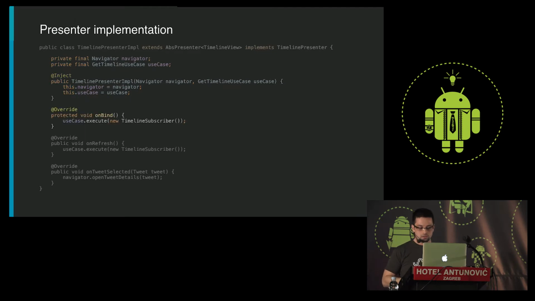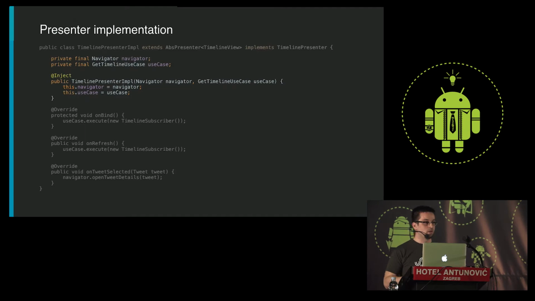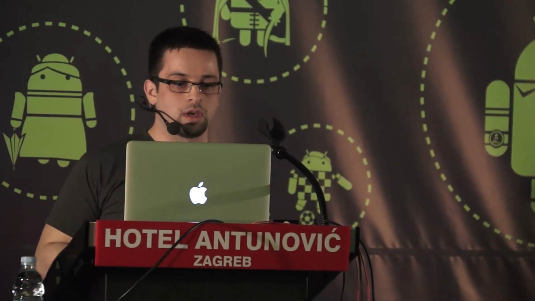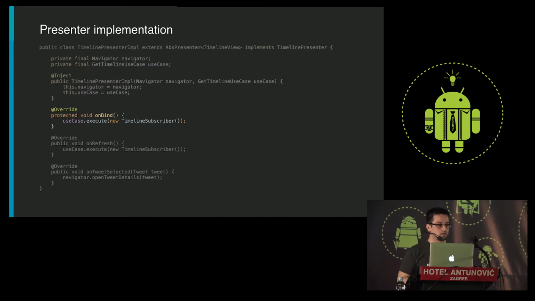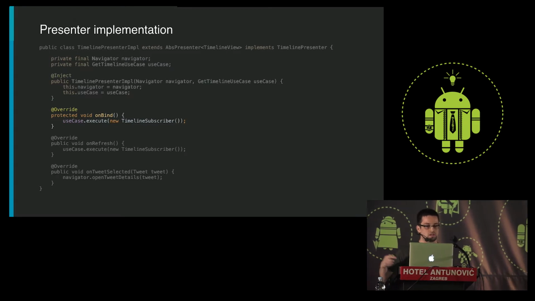The second one is important, and this is your business logic code. So this is the use case whose implementation is written in the domain layer. And we need that use case because we are going to get the timeline from somewhere, and this business logic knows how to do that. Okay. And when bind happens, you call that business logic by calling execute upon that use case and passing a callback, which in my case is a subscriber, and I'll talk about that a bit later.